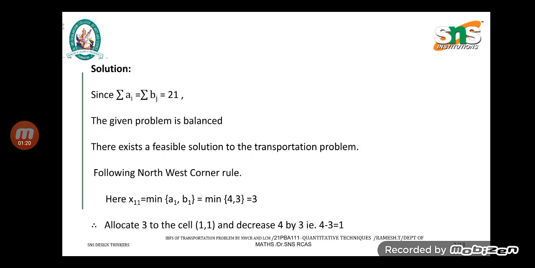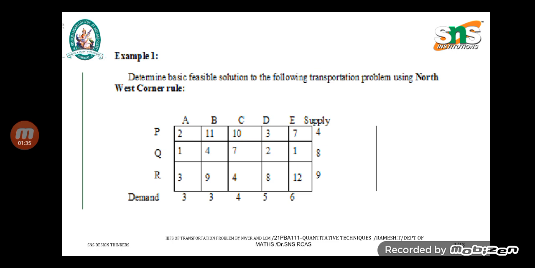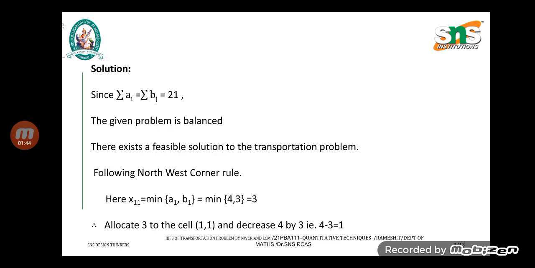First we check whether the given transportation problem is balanced or unbalanced. If it is balanced, we attain the feasible solutions. That is, we check whether total supply is equal to total demand. Here the total supply is 4 plus 8 plus 9, that is 21. Total demand is 3 plus 3 plus 4 plus 5 plus 6, that is 21. So total supply and total demand are both 21. Therefore the given transportation problem is balanced, and therefore a feasible solution exists.